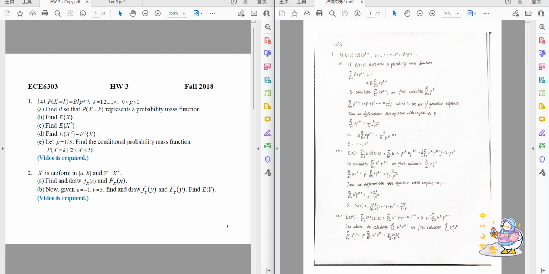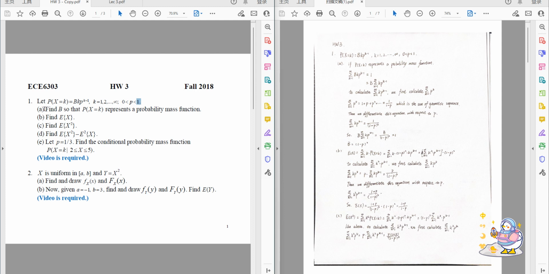Now, let's focus on our question 1. First of all, we are shown that the expression of probability that x equal to k is this. k is the integer from 1 to infinity, and p is the probability between 0 and 1.